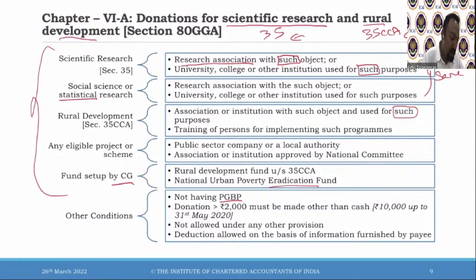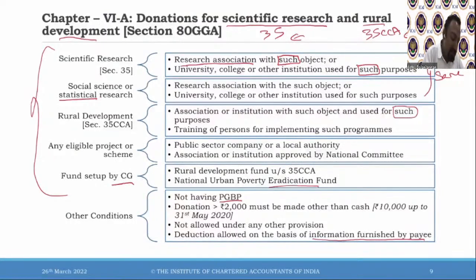10,000 up to 30,000. Not allowed under any other provision. As we said, if you are claiming donation here, you can't claim it anywhere else. So you'll have to disallow it in the provision and claim it as a donation deduction under section 80GGA, on the basis of the same conditions we saw in 80G. If you see, these conditions are all exactly similar to 80G, so you need not worry about it.